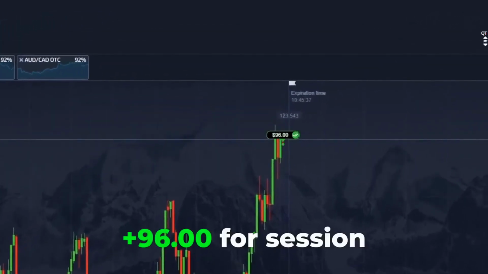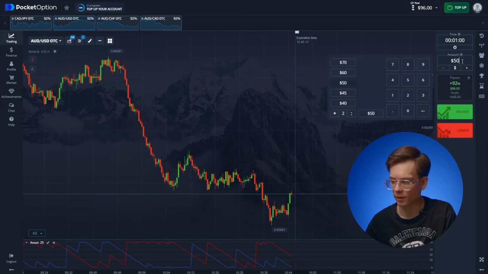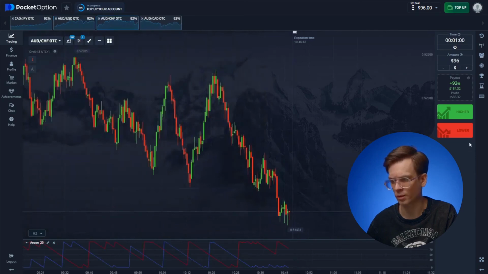There you have it. Yes, there was a retracement, but it quickly reversed and I almost doubled my deposit. Awesome. Next pair, Aussie and buck. Adjusting the investment to 96. But I'm uneasy about the situation on this asset, so let's switch to Aussie and franc. Yeah, and there I'm definitely hitting lower.